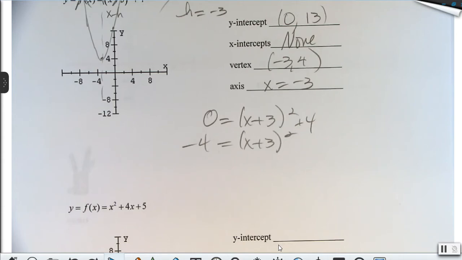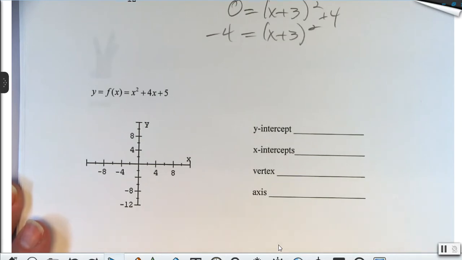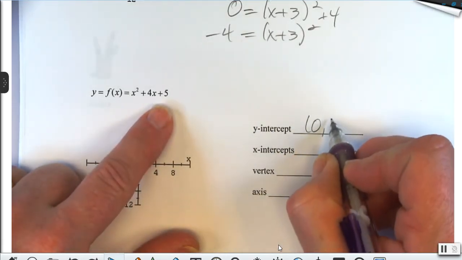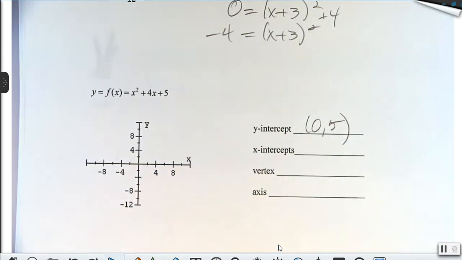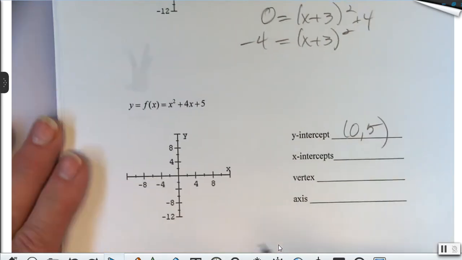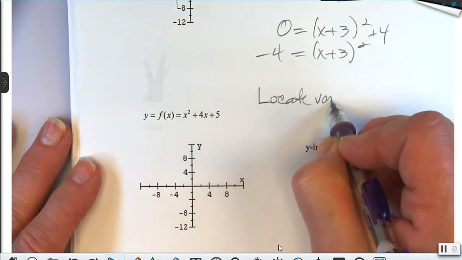All right, let's try just a couple more here. So this one here, let's figure out what we can. Y-intercept, that means x is 0. Y is equal to 5. Now, to find your x-intercepts, not everything is going to be factorable. This one kind of looks like it's factorable, but it's not. If the 5 and 4 were reversed, it would be factorable. But why don't we locate the vertex here? Let's see what's going on. This guy's going to open upward again.